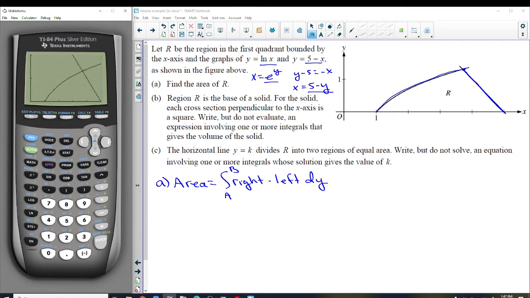Now we're looking for that intersection point. So we go second, calculate, intersection, and we go first curve, second curve, and this says guess, and what it really is saying is go to the intersection point that you want the answer to.